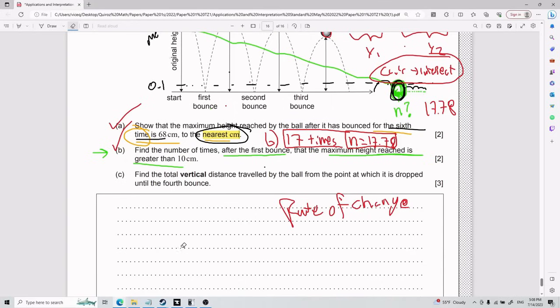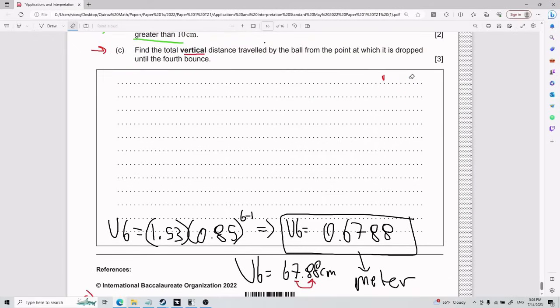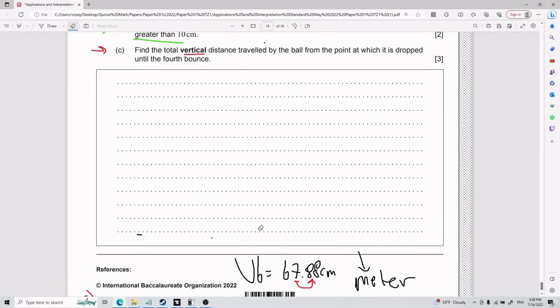All right, and now for part C, probably the hardest one. We need to find the total vertical distance traveled by the ball from the point at which it is dropped until the fourth bounce. All right, so let me just make some space because we are going to need it. Now let's really dig into the heart of this problem.